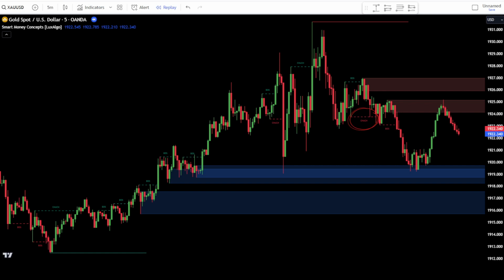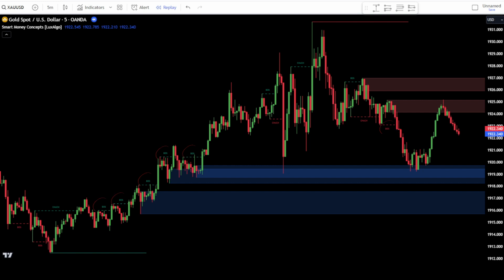For example, if the market is in a bullish trend and the indicator shows a red change of character signal, it indicates a shift from a bullish trend to a bearish one. Conversely, if the market is in a bearish trend and there is a green change of character signal, it suggests a shift from a bearish trend to a bullish one.